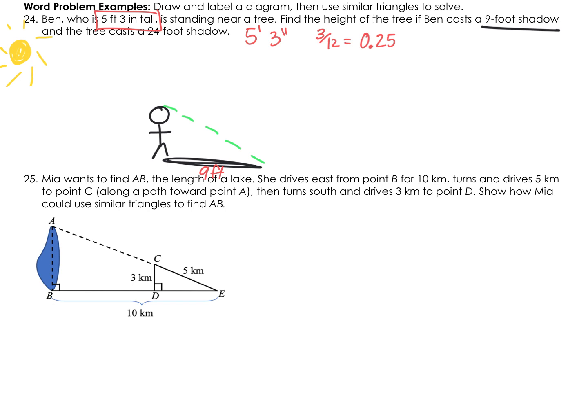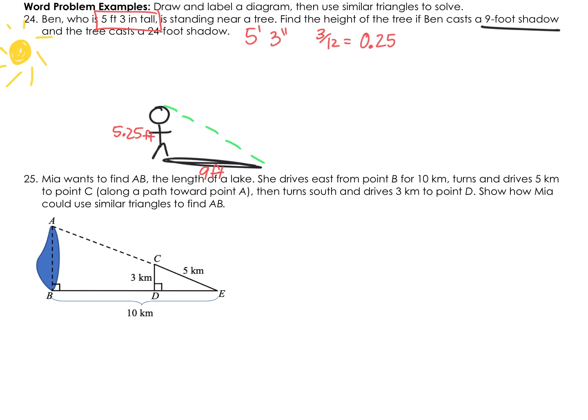There's 12 inches in a foot. We're going to convert this into a decimal. So Ben is actually 5.25 feet tall. It is not the same thing as saying 5.3. If you do 5.3, that does not make sense, okay?